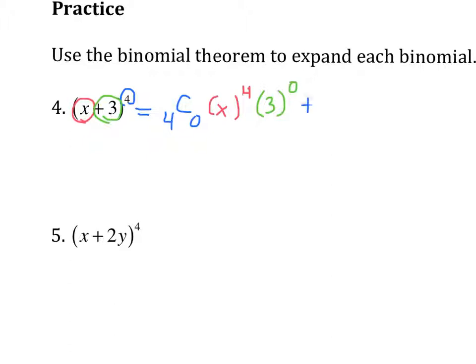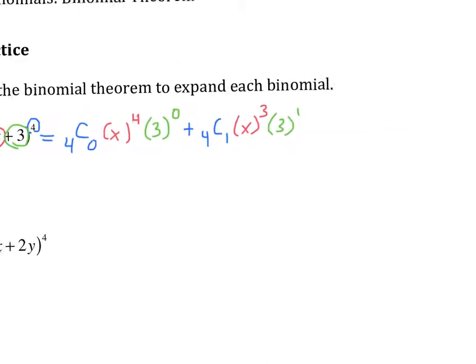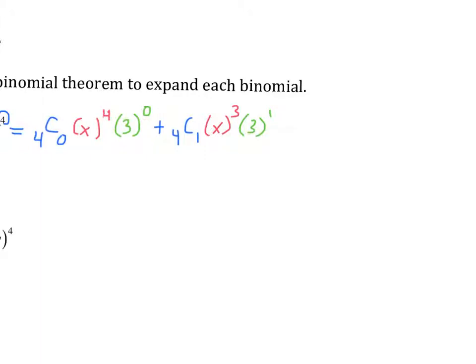My c now becomes 4c1. My x descends to a cube. And my b ascends to an uno. That's 1 for you non-polyglots. Okay, 4c2.